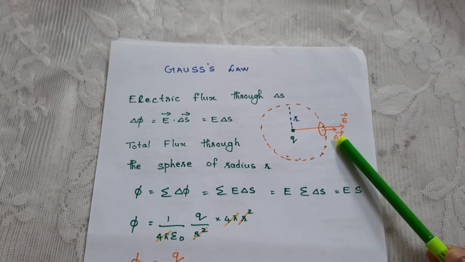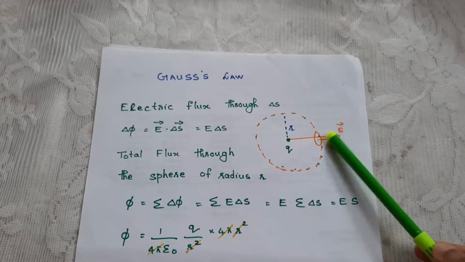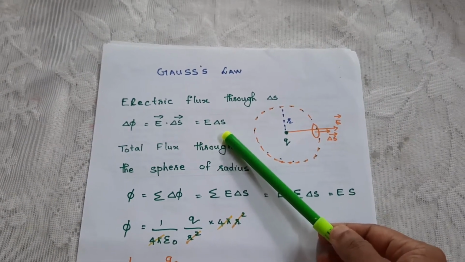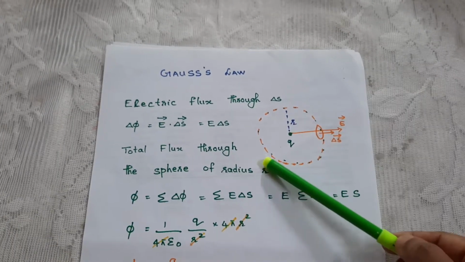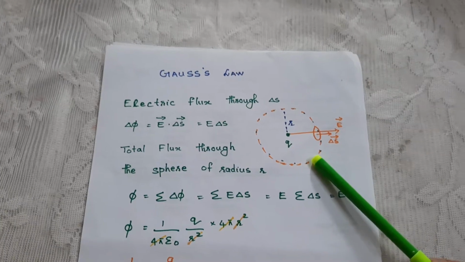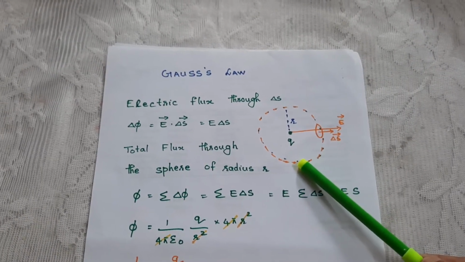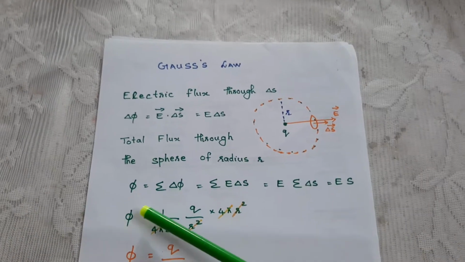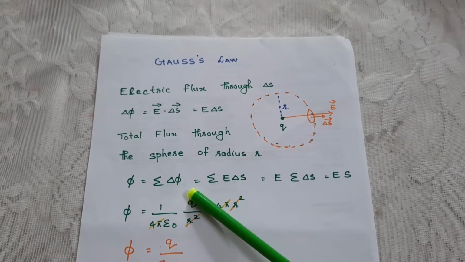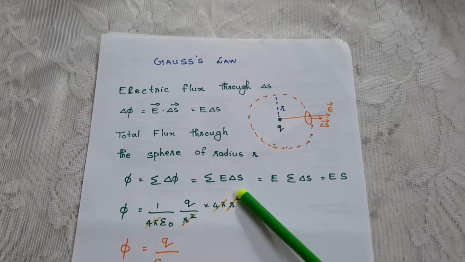The area vector delta S is parallel to the electric field. So it is equal to E delta S. The total flux through the spherical surface is obtained by adding up the flux through all the area elements. So phi is equal to summation delta phi, or summation E delta S.